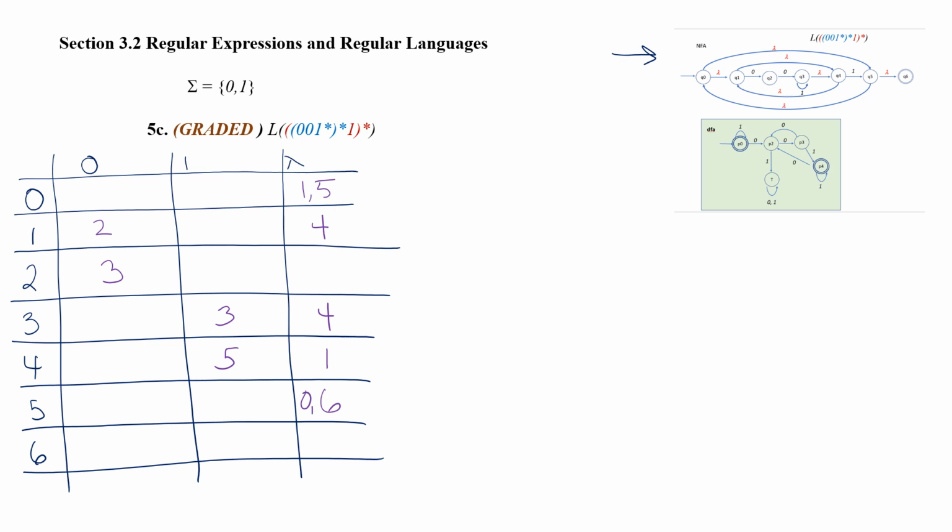1, 2, 3, 4, 5, 6, 7, 8, 9, 10, 11 transitions. If I count that, I should have 11 transitions. All right, so now it's time to get rid of the lambda transitions.